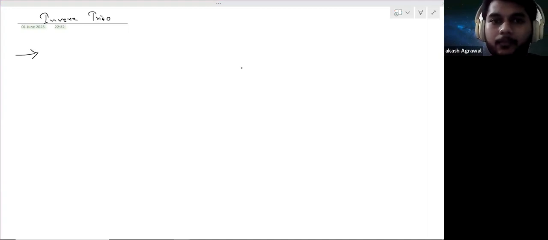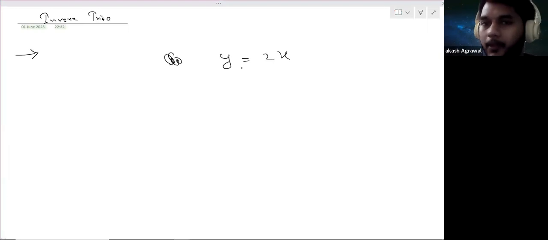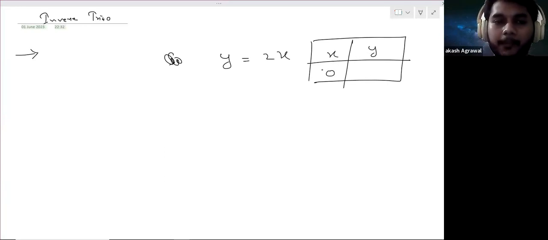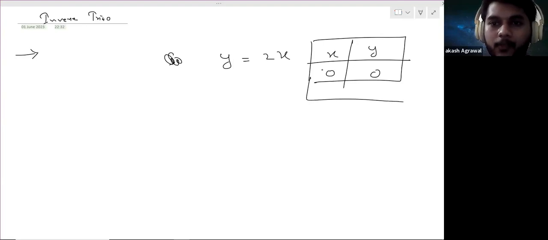So if I write, let's take y equals 2x. Very simple function. Let's make a table, like we have been doing since childhood. X and y. If x is 0, what is the value of y? 0. If x is 1, then y is 2. If x is 2, then y is 4, and so on.